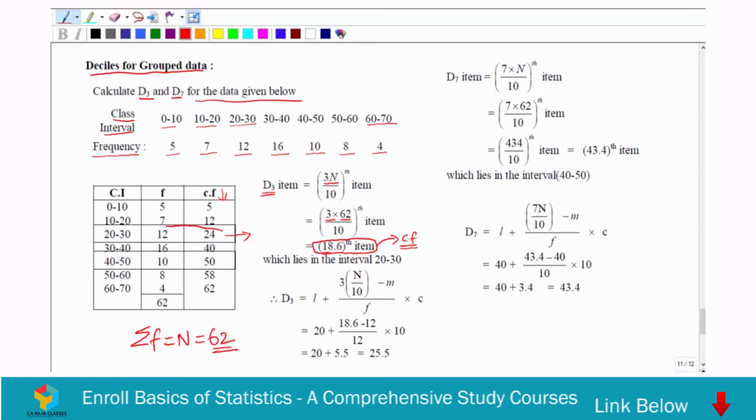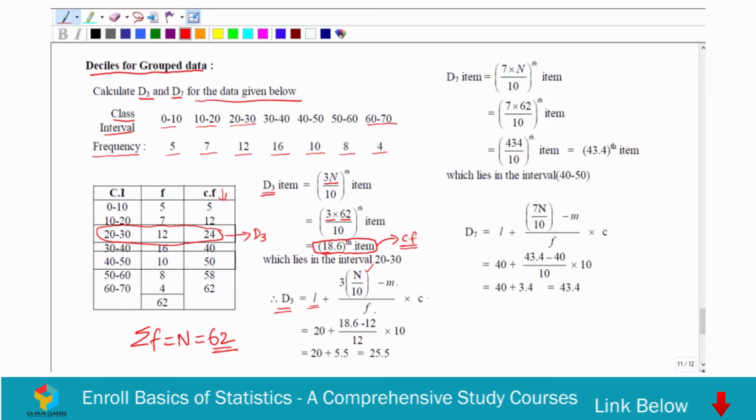So this is going to be your third decile class, your D3 class. This is lying between 20 to 30, because we have to look for the cumulative frequency which is greater than 18.6. Now let us find out the third decile. What is the formula we are going to apply? The formula for the third decile D3 is L plus 3n by 10 minus m, divided by f, multiplied by c.